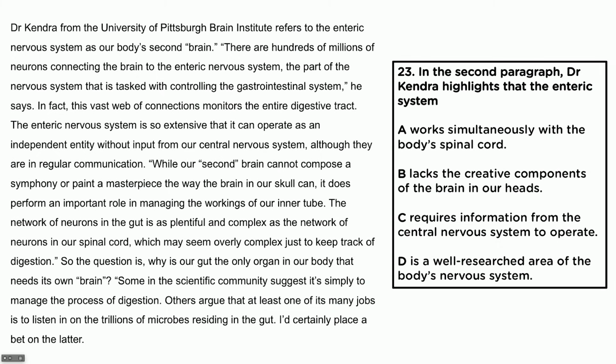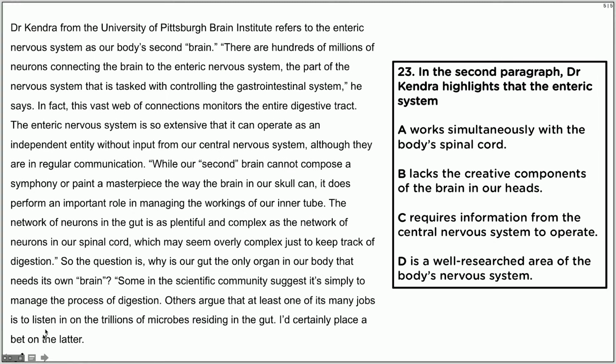So let's do that. In the second paragraph, Dr. Kendra highlights that the enteric system requires information from the central nervous system to operate. Well, if we look closely, it says here the enteric nervous system is so extensive that it can operate as an independent entity. Here it says it requires information from the central nervous system. Not happy with that. It's contradictory information.